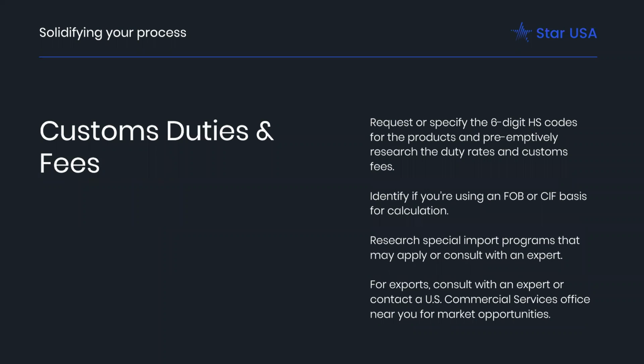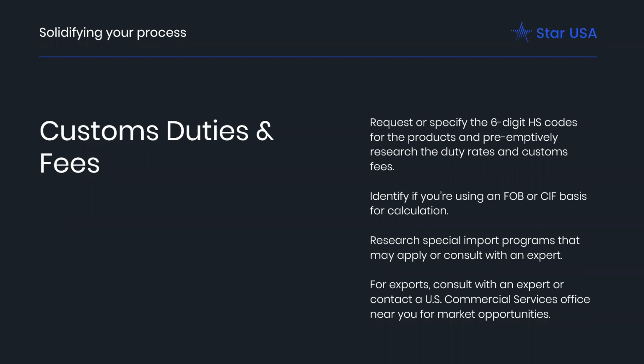Customs duties and fees. You definitely want to be communicating with your supply chain partner, your buyer, your seller, to specify the 6-digit HS codes for the products, or if you're the seller, research what the full HS in the country of import is going to be, so that you can start to research some of the duty rates and the customs fees that might apply. And also, obviously, acknowledge whether it's an FOB or a CIF basis. Again, most countries are going to be CIF, but definitely check that. And you can use that tool, that link from the previous slides with the tariff lookup tool.